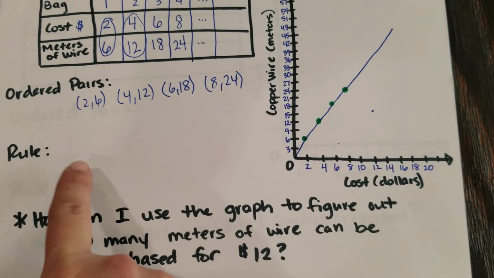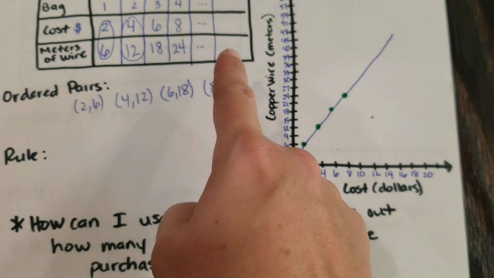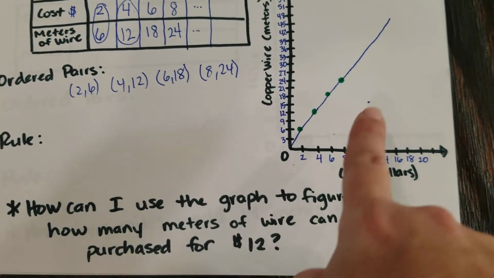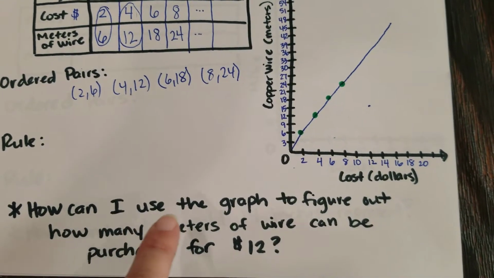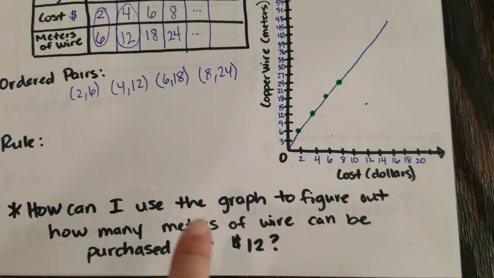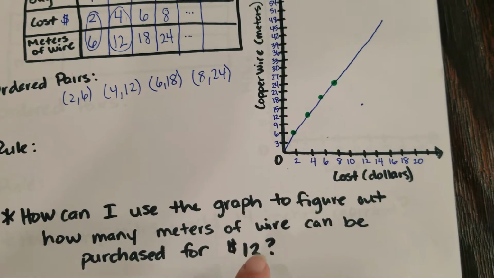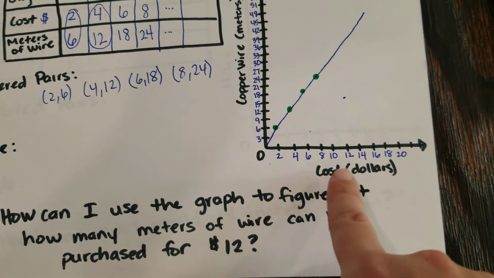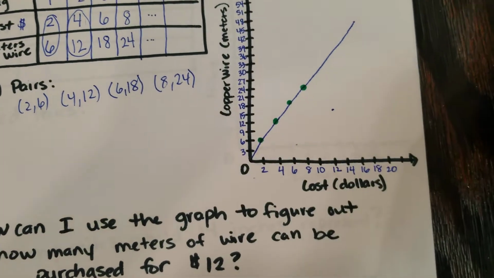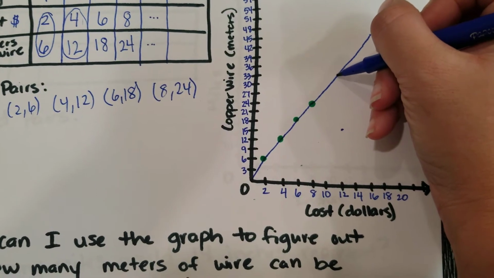I can use a rule. I can make a rule to answer this question. I might make that in a second to double check my work at least. But if I just use the graph, I can, okay? And it says, how can I use the graph to figure out how many meters of wire can be purchased for $12? So if it's $12, that means I'm going to start down here where it says dollars and cost. I'm going to go over to 12, and I'm going to go straight up to my graph and make a dot.